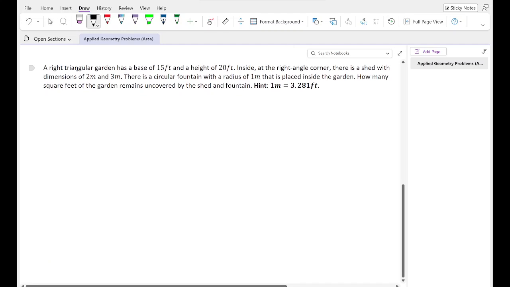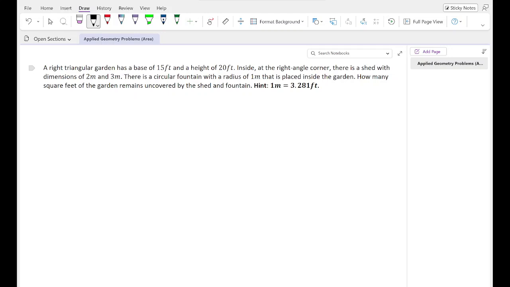Next, we have a right triangular garden that has a base of 15 feet and a height of 20. Inside at the right angle corner there is a shed with dimensions 2 meters by 3 meters, and there is a circular fountain with a radius of 1 meter that is placed inside the garden. How many square feet of the garden remain uncovered by the shed and the fountain? And you should know this little hint here that 1 meter is equal to 3.281 feet.